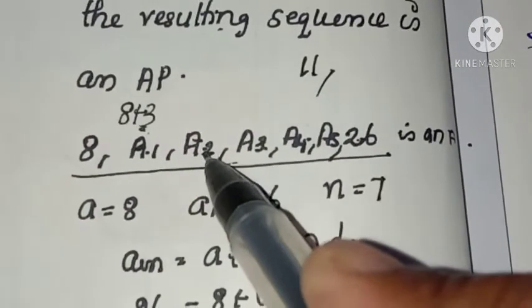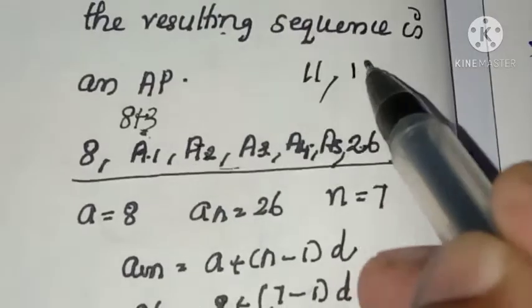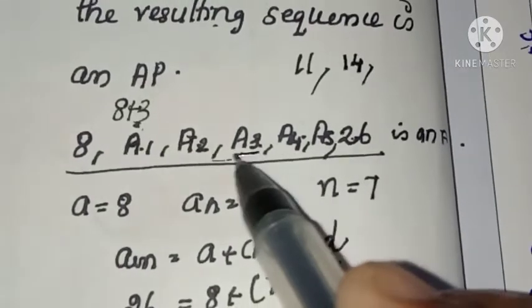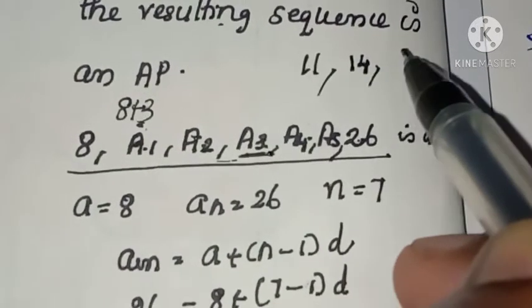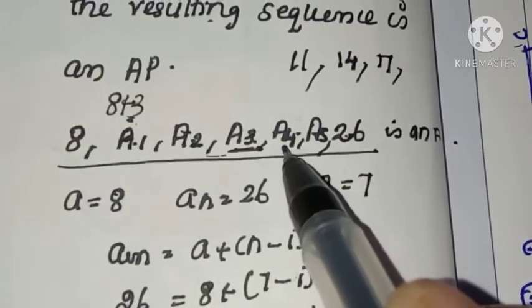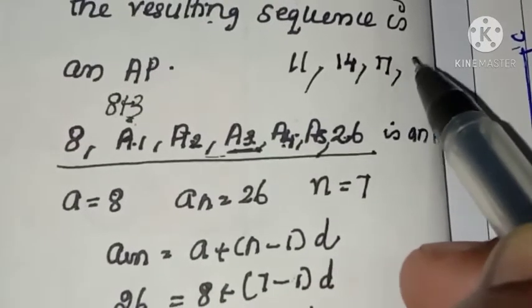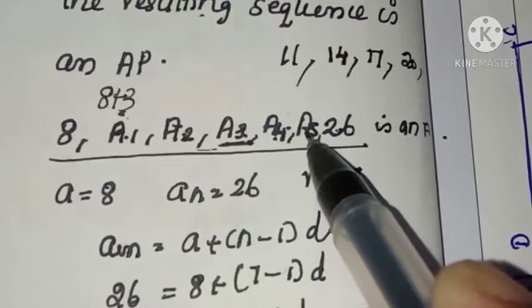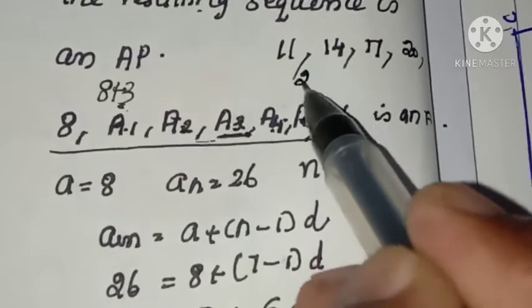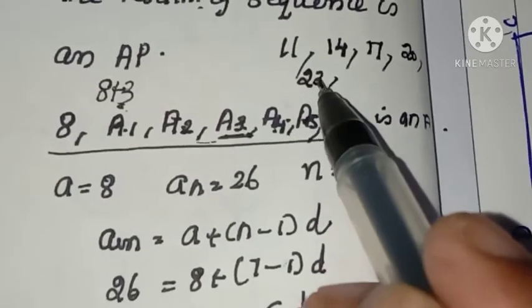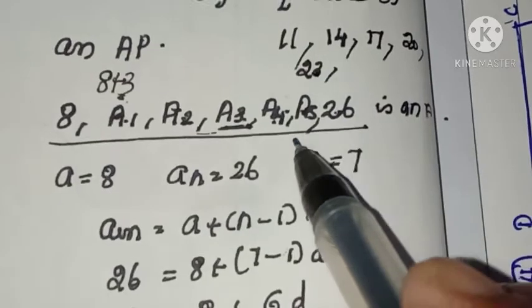Now what is A2? 11 plus 3, 14. What is A3? 14 plus 3, 17. What is A4? 17 plus 3, 20. What is A5? 20 plus 3, 23. 23 plus 3, 26. Okay.